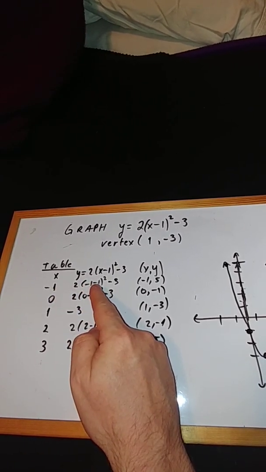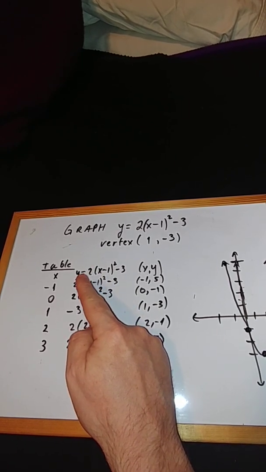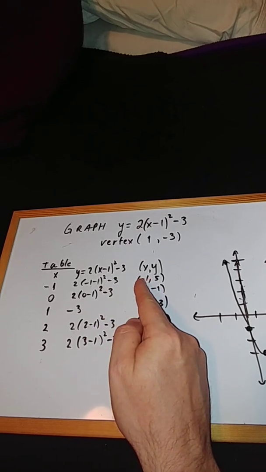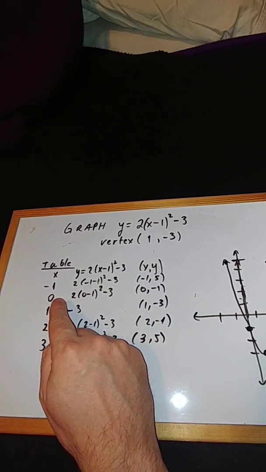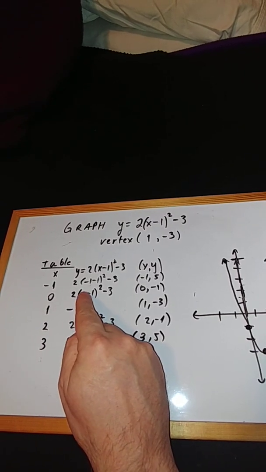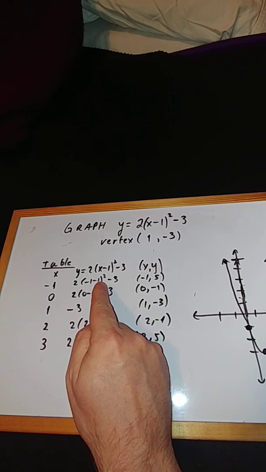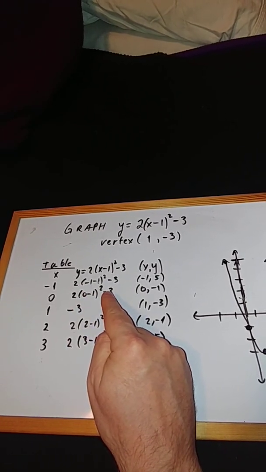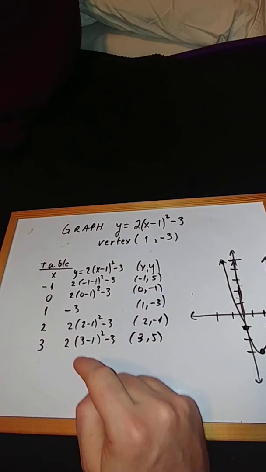-1 minus 1 is -2. -2 squared is 4. 4 times 2 is 8. And 8 minus 3 is 5. So our point is (-1, 5). Similarly, if I put 0 into the equation, I have 0 minus 1 is -1. -1 squared is 1. 1 times 2 is 2. 2 minus 3 is -1. So the output is (0, -1).